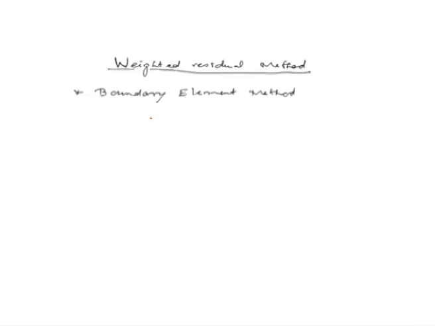So now let's have a bit detailed look at this method. So we have the weighted residual method, and we are looking at a specific choice which leads us to what we call boundary element method. Whatever equation we had, this Lu is equal to 0, this was our PDE. L is a differential operator, and we will denote by the symbol L star the adjoint operator of L.